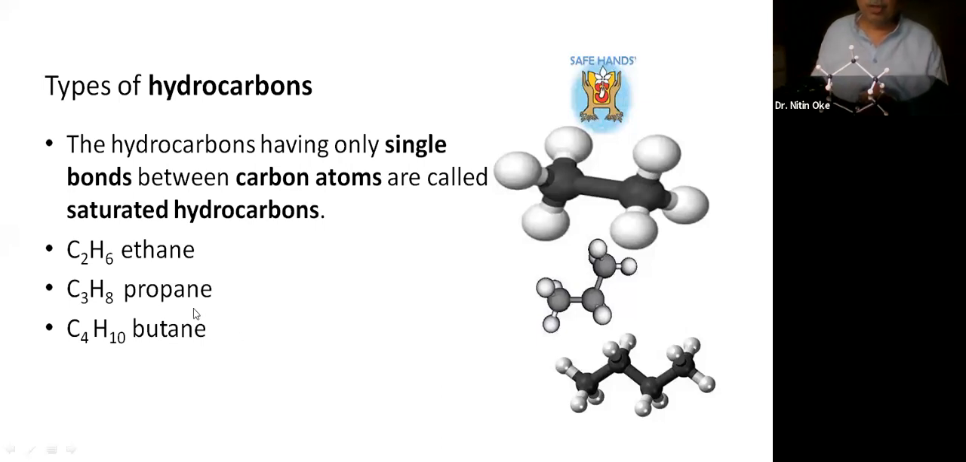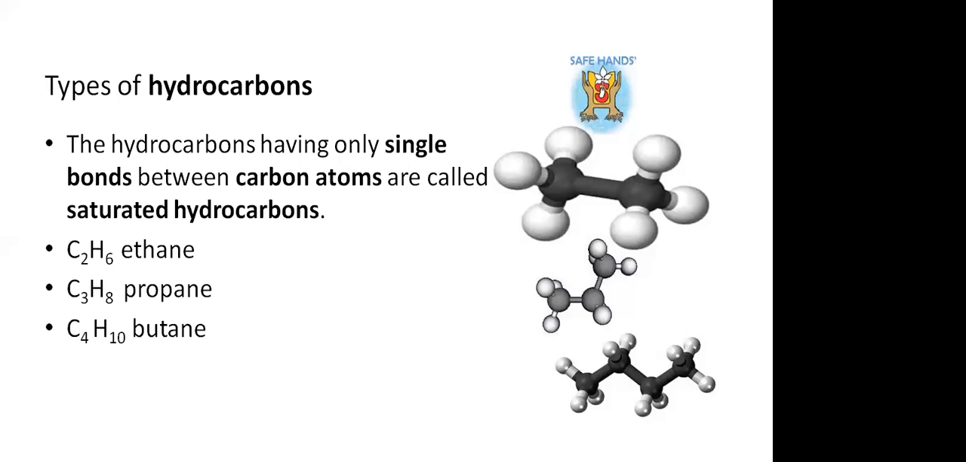Very good. You have thought wonderfully over there. Now try to think about if suppose there are 5 carbon atoms, then how many hydrogen will be there? 12. Very good. There's always an addition of 2.